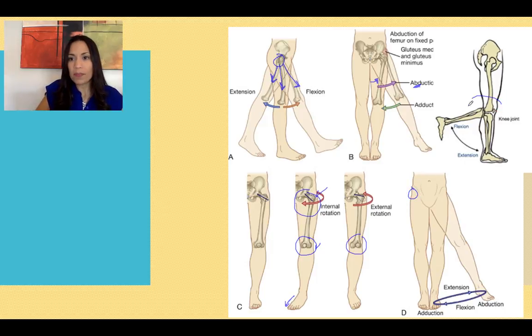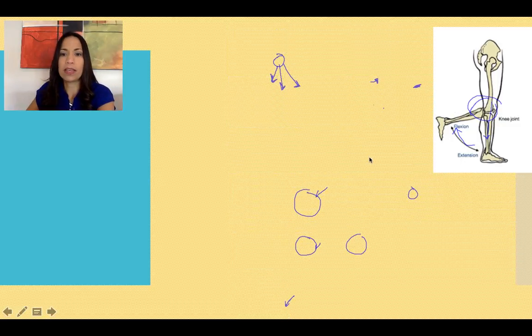This one is at the knee. So in an anatomical position, the knee is extended. When you lift it posteriorly, that is called flexion. You're reducing the angle between the femur and the bones of the leg. Another example.